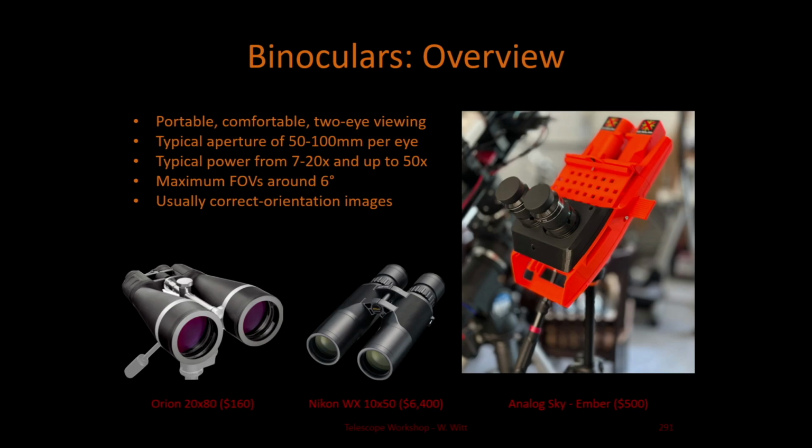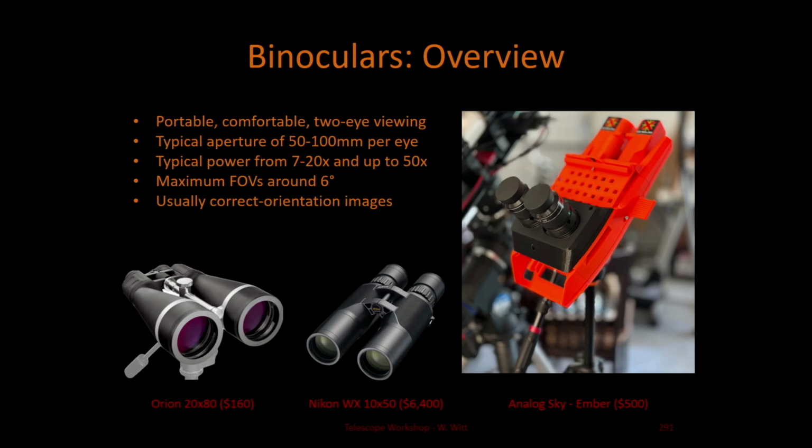And then binocular apertures tend to vary. I think the largest aperture I've seen in binoculars is maybe 110 millimeters, 120. But that's a big binocular. So they're typically between 50 and 100. And their power tends to be lower, typically between 7 and 20x.